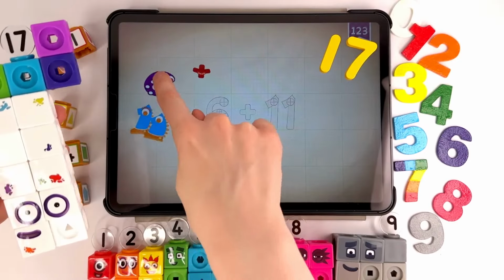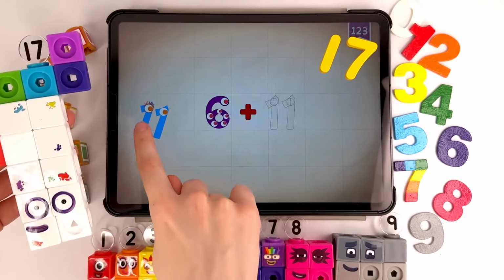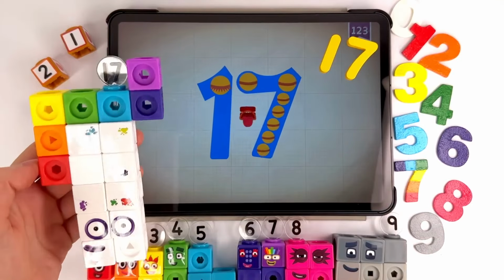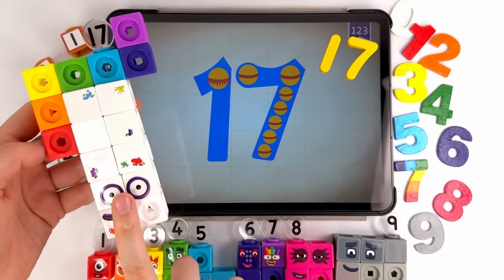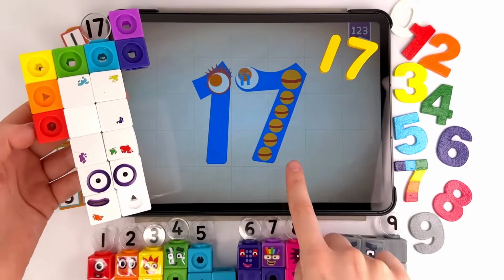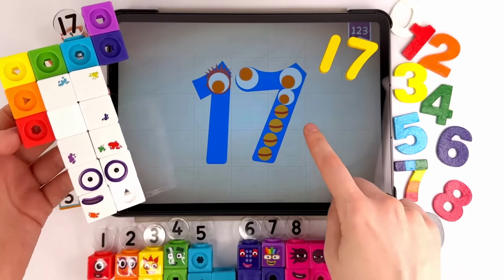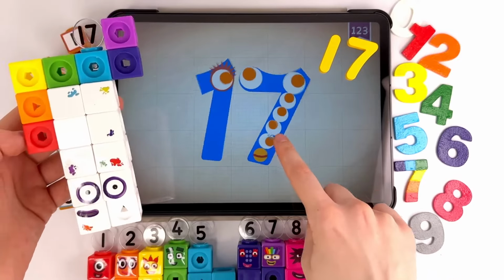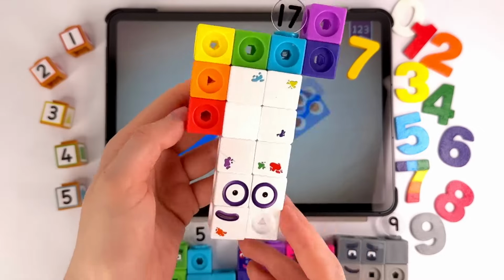6 plus 11? 6 plus 11 equals 17. Touch 17. The monster's eyes to wake it up. 10, 11, 12, 13, 14, 15, 16, 17.